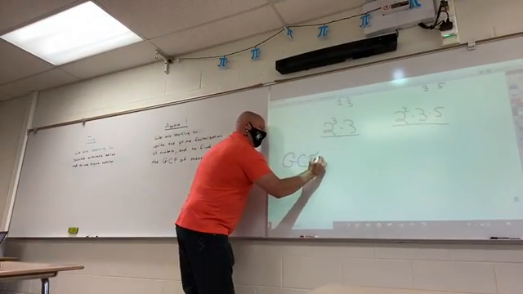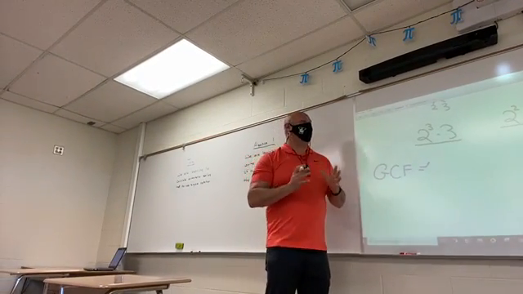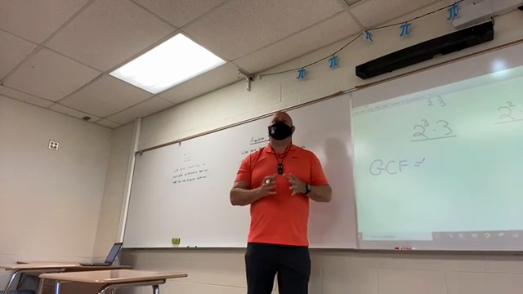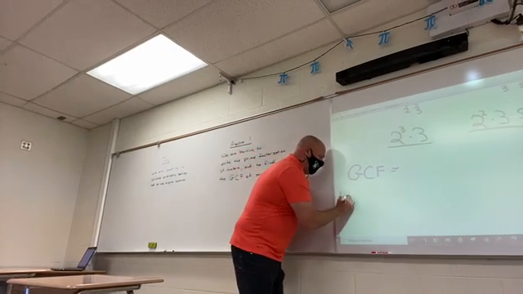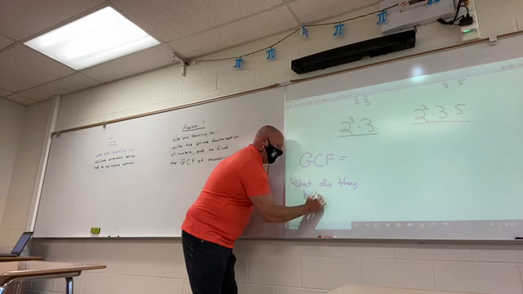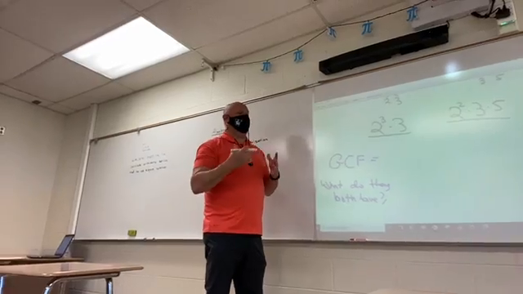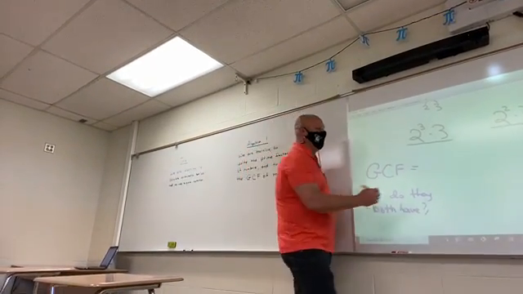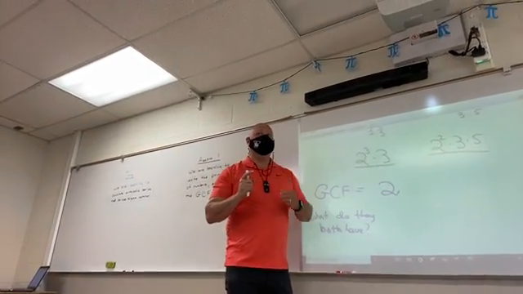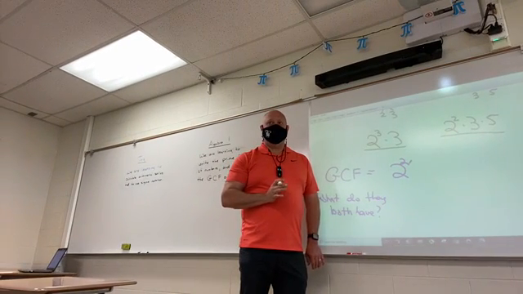Once you have the prime factorization, GCF. Does anybody remember how to actually pull out the GCF? Greatest common factor. What does common basically mean? They both have. So you're basically saying, what do they both have? Do they both have 2s? How many 2s do they both have? They both have at least 2 2s, don't they? Do you agree they both have at least 2 2s?